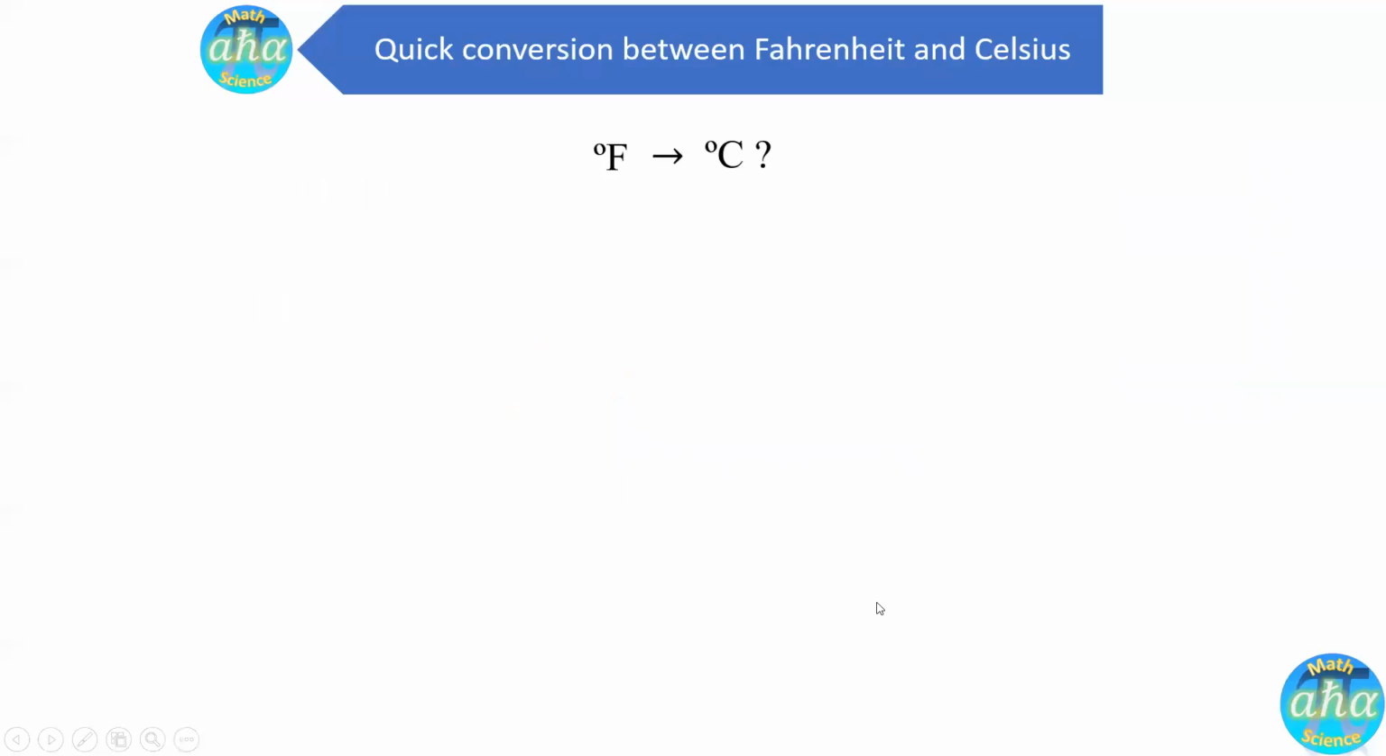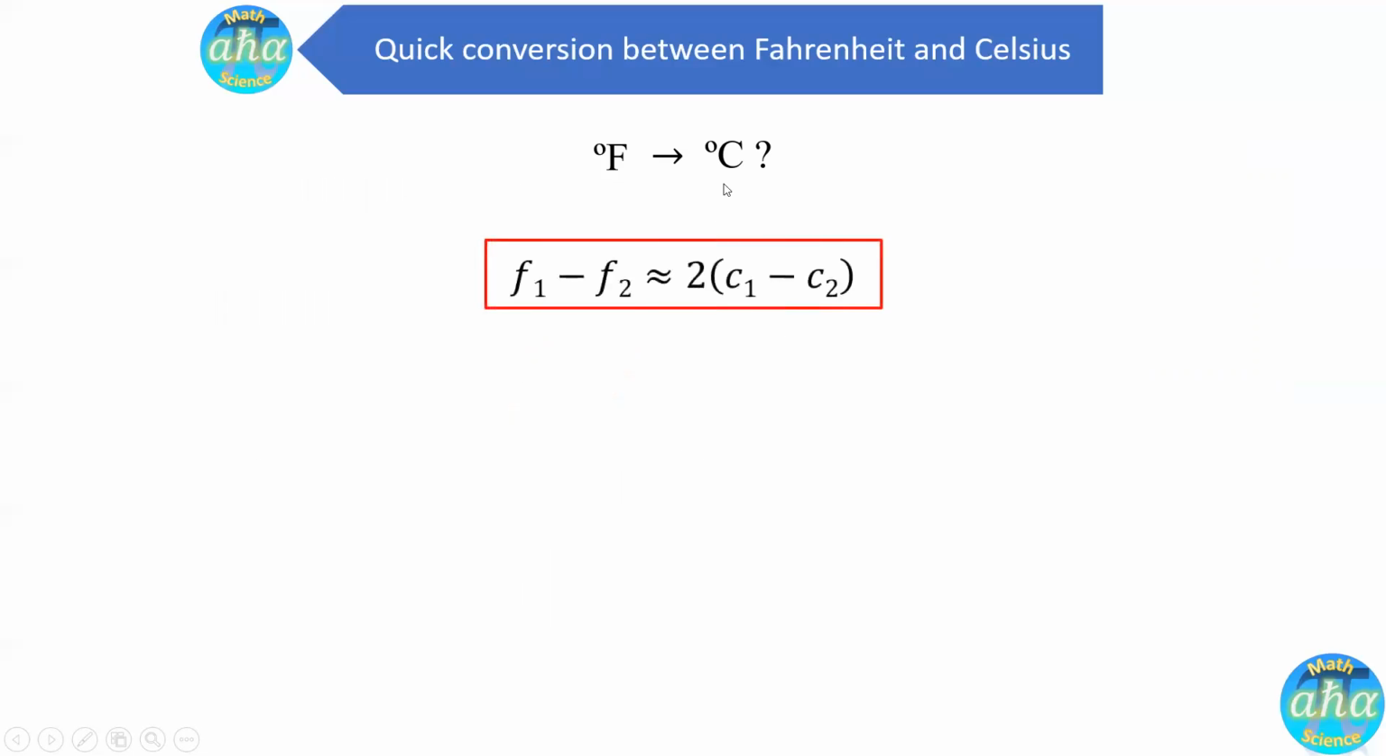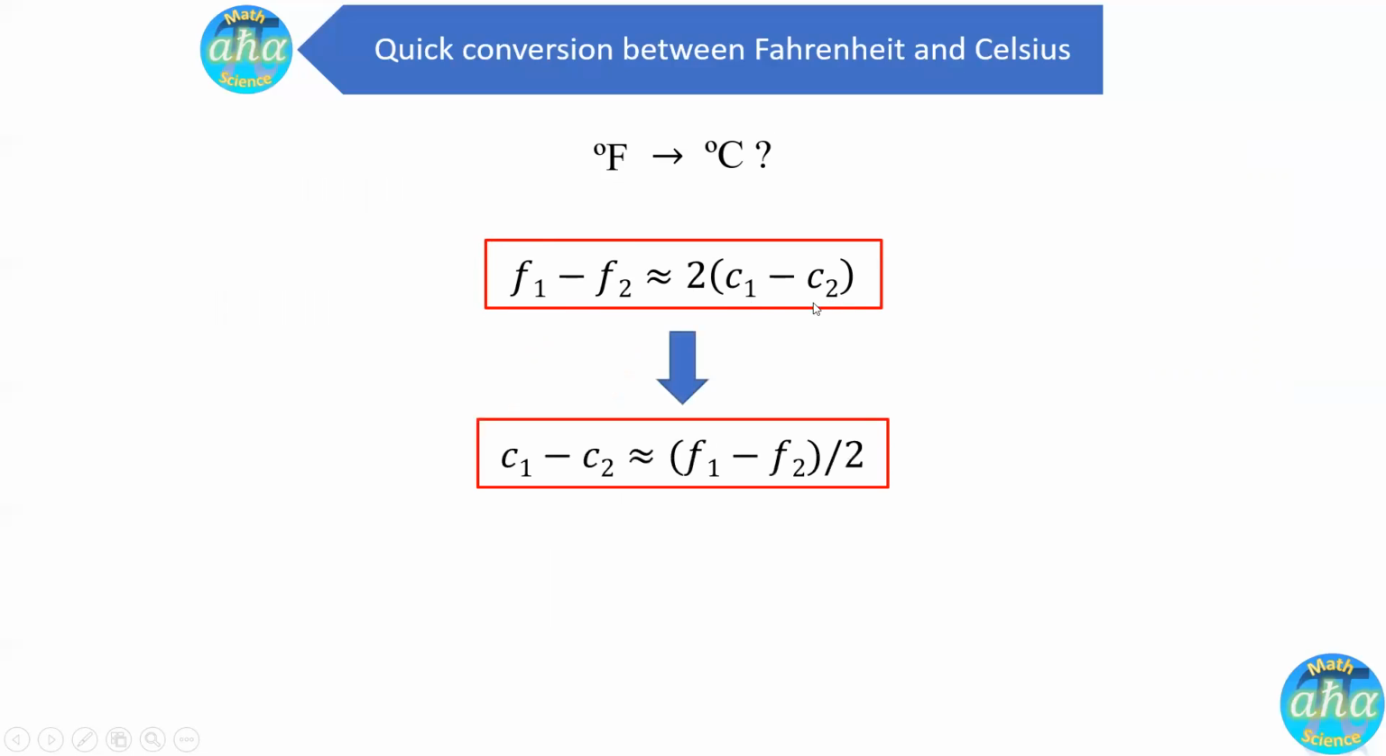What if we do the opposite? If we have a temperature in degrees Fahrenheit, we want to convert the temperature to degrees C. How can we do that? Recall that we just had the twice rule. The change in Fahrenheit is twice the change in degrees C. Using this, we can rewrite it, and just dividing by 2, we have C1 minus C2 is now F1 minus F2 divided by 2.